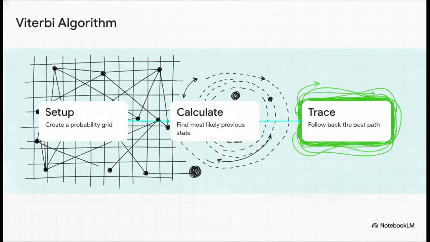But calculating every single combination for a long sentence, that would take an absolute eternity. So to navigate this, the HMM uses something called the Viterbi algorithm. It sets up a probability grid, recursively calculates the most likely previous step by step, and then traces back the best overall path. Think of it exactly like finding the fastest route on a GPS map, by only remembering the most efficient paths to each specific intersection.